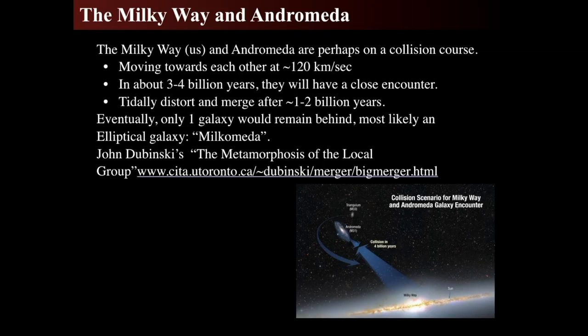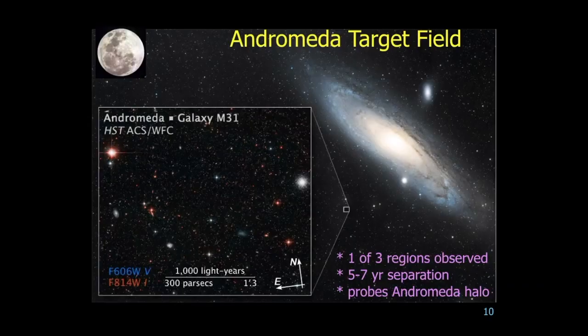Right now we know Andromeda is approaching us at about 120 kilometers per second. And so in about 3 or 4 billion years, the Milky Way and Andromeda are going to collide. And they're going to tidally distort and merge after about 1 billion or so years. And the giant elliptical that should remain will be called Milkomeda. John Dubinsky has a really great metamorphosis that shows this, and it's a wonderful image. I invite you to go check out his website.